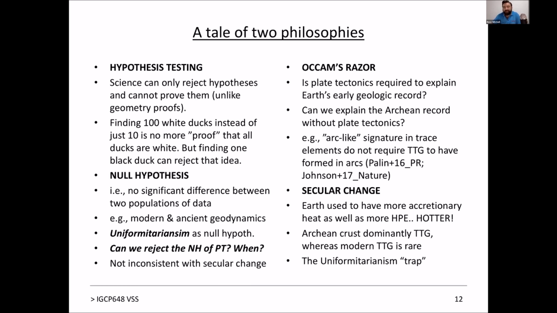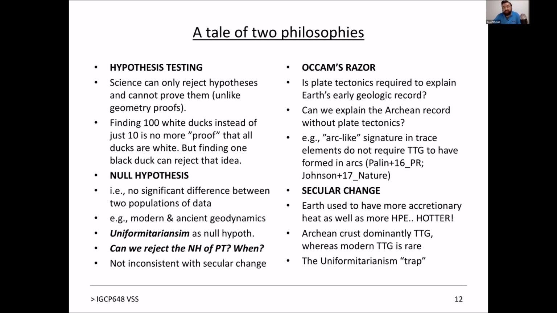I shouldn't mention this, but Richard was on a paper, as well as Tim Johnson's paper, that kind of point out that arc-like signatures in Archean TTG don't necessarily have had to have formed in arcs. So they take that Occam's razor approach. Secular change has influenced geology, obviously, in the last few decades. Earth used to be a lot hotter, not only because it had more heat-producing elements, it also had more accretionary heat. And the geologic record looks different.